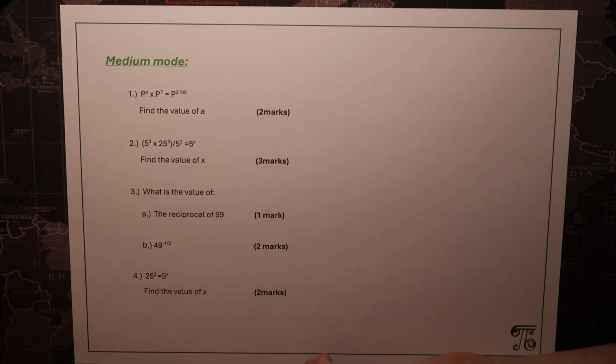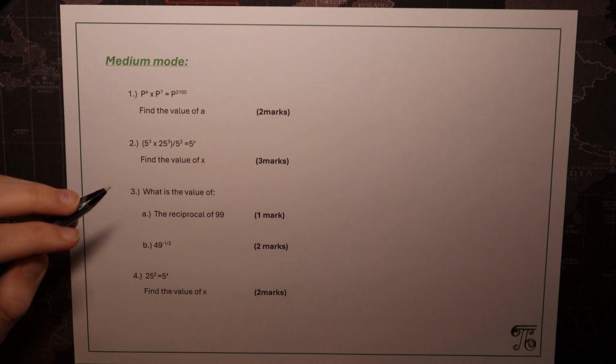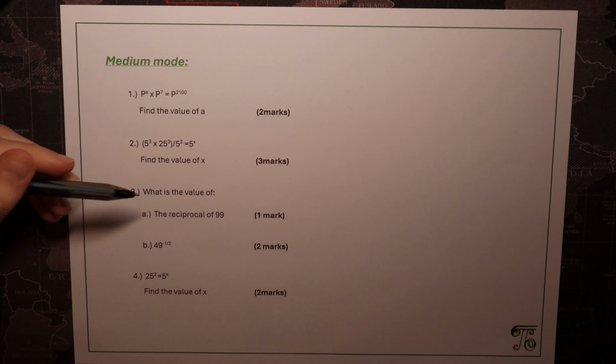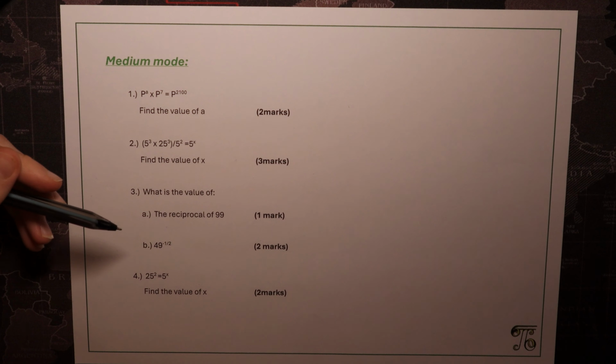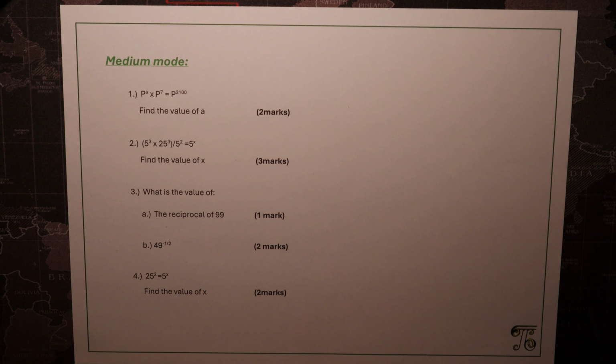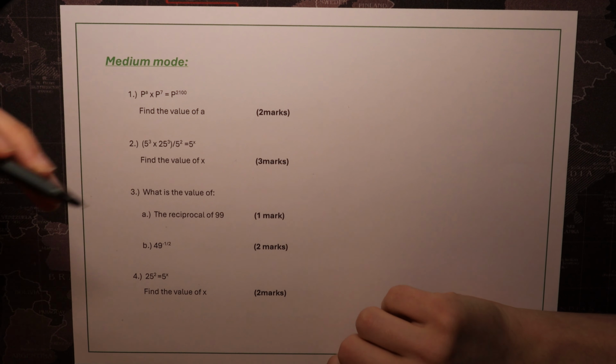Now, let's get started. Question 1, p to the power of a times p to the power of 7 equals p to the power of 2100. Obviously, as I said in the previous video, large numbers are made to throw you off. Now, you need to find the value of a, of course. What this is trying to make you do is to apply laws of indices.